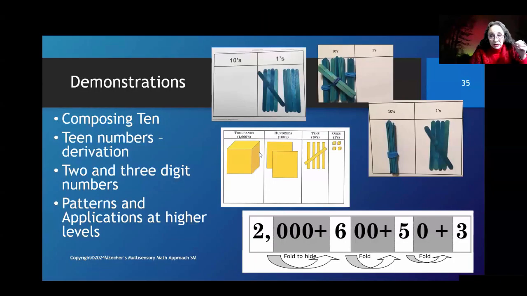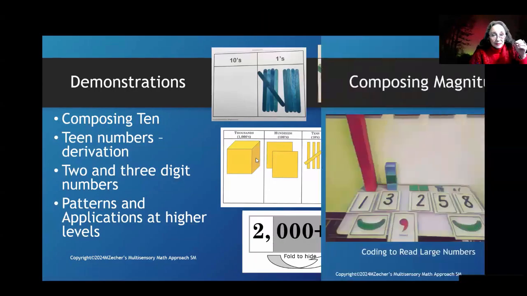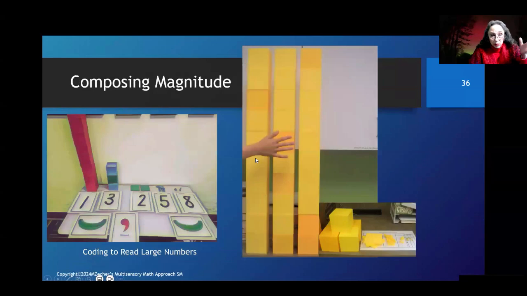So keep in mind that you're using explicit language for the concepts. We're not giving directions about what to do, but we're helping students to visualize what it looks like and what it means. So composing magnitude, here we have a lower grade class. This is third grade, third or fourth grade in an independent school. And they've built the place values. They've modeled them. They've shown how they decode them, what the comma's name is.